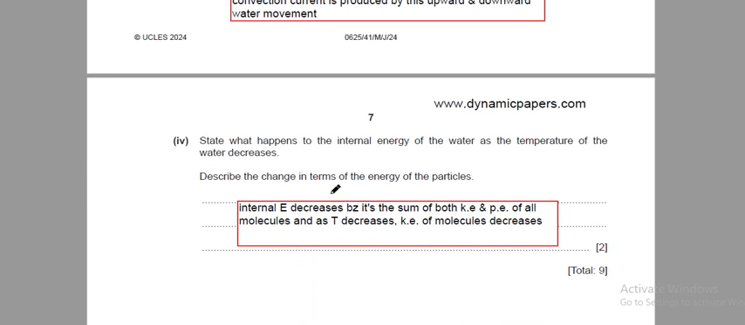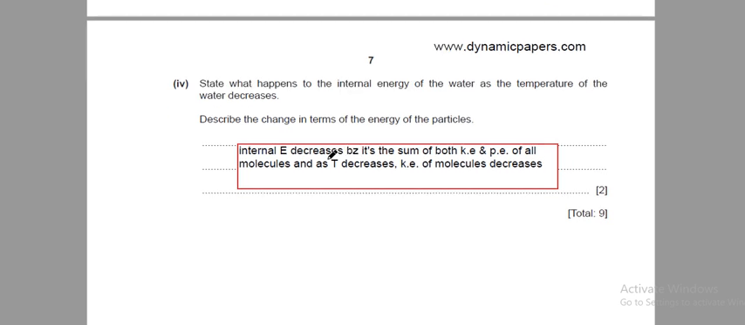State what happens to the internal energy of water as the temperature of water decreases. Describe the change in terms of particles. Internal energy decreases because it is the sum of both kinetic energy and potential energy, and the kinetic energy of molecules decreases as temperature decreases.